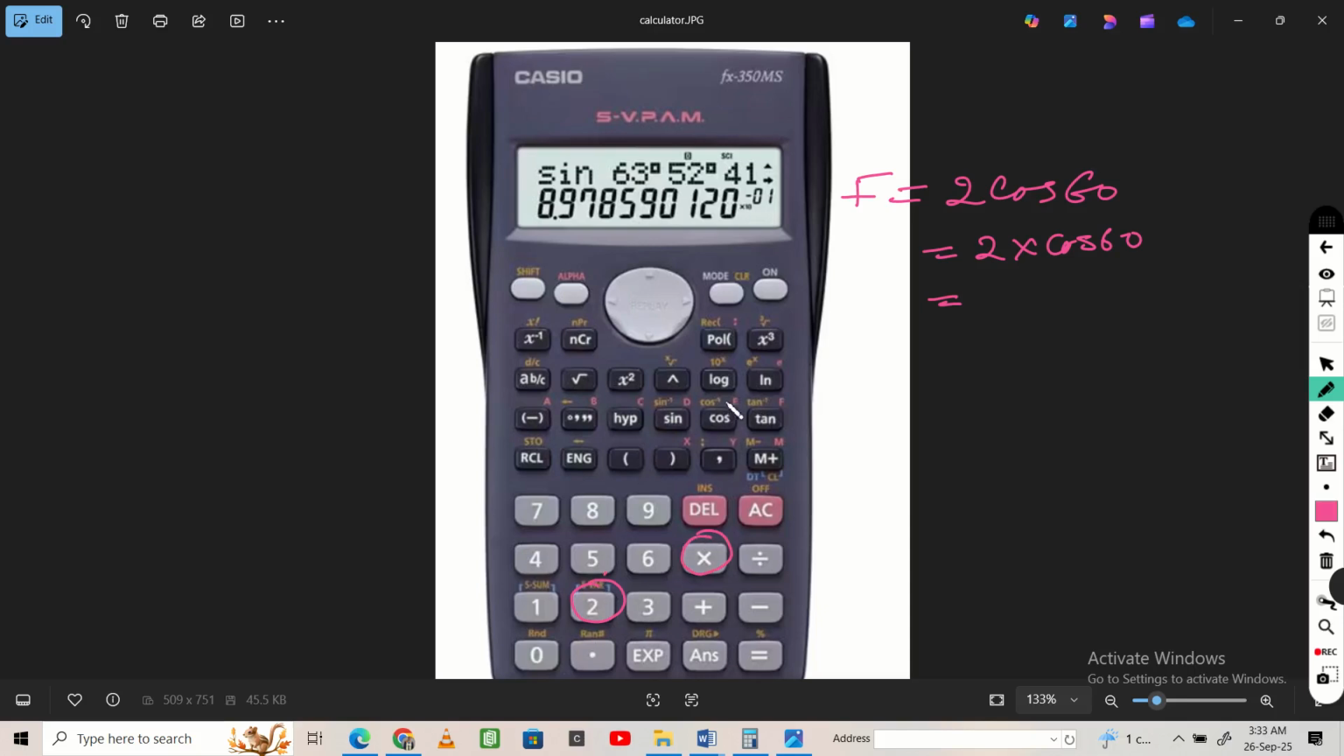Then you press cos, and the bracket opens. Open your bracket. You press 6, you press 0, and you press bracket close. And then you press your equals sign, and you're going to have your answer.